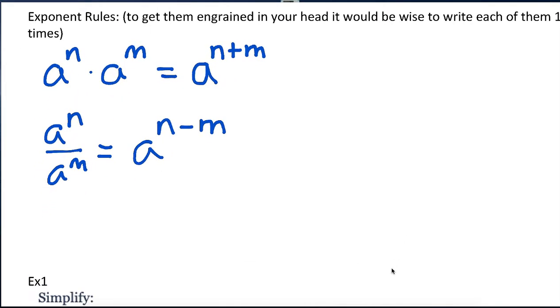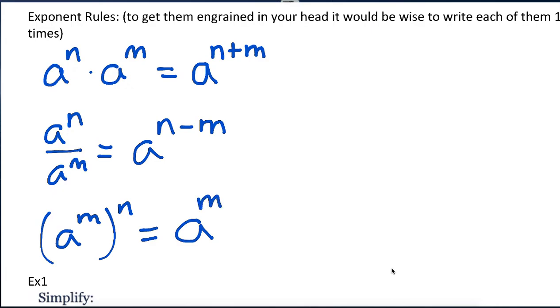Now, if you have a^m, and then all that is raised to the n power, so you have parentheses surrounding it like that, the way you simplify that is a^(m times n).